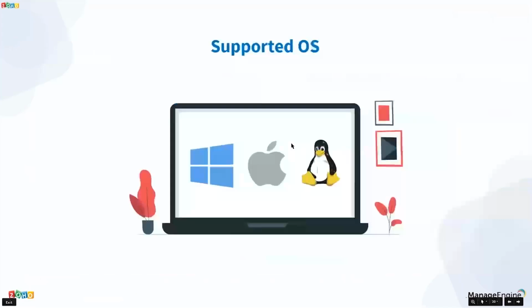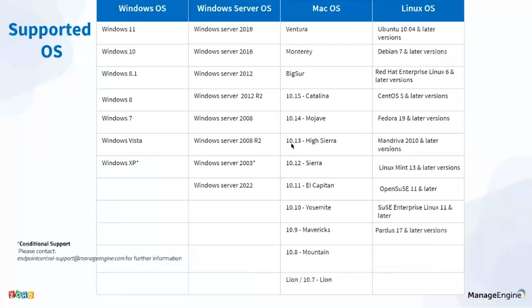And we currently support 3 operating systems: Windows, Mac, and Linux. And here is the complete list of operating systems supported by Endpoint Central. The application server runs on Windows platform, but you can manage the endpoints with Mac, Windows, and Linux operating systems. In case you have any questions, you can reach out to the support by referring to the email address mentioned below. And also we have started supporting the latest macOS Ventura in our solution.